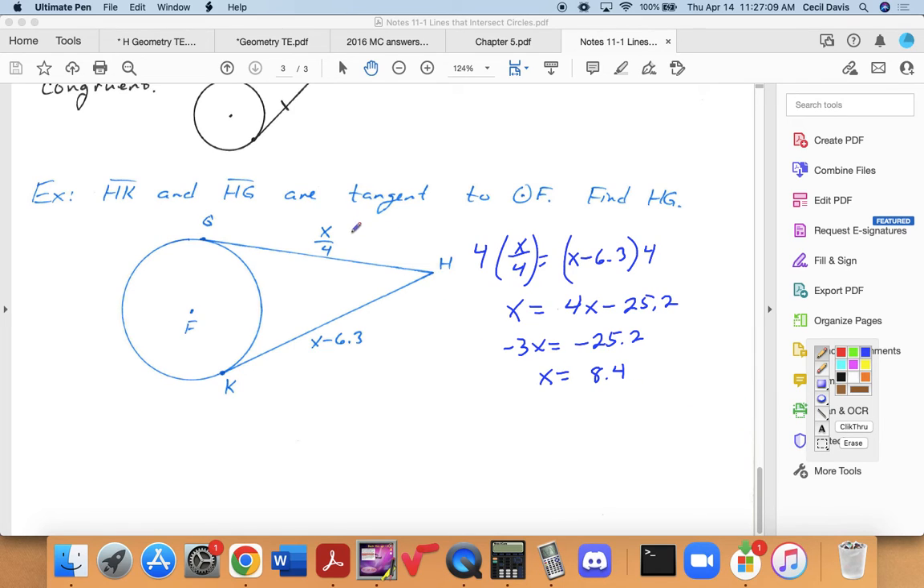And then we want to find the length of HG. So HG would be 8.4 over 4, which is 2.1. Okay, any questions?